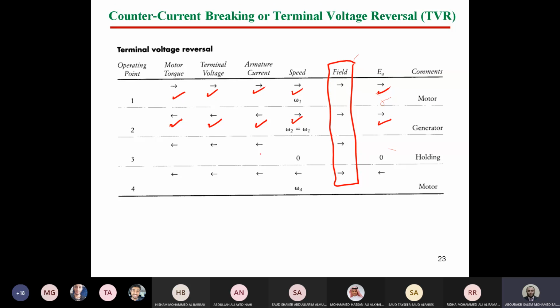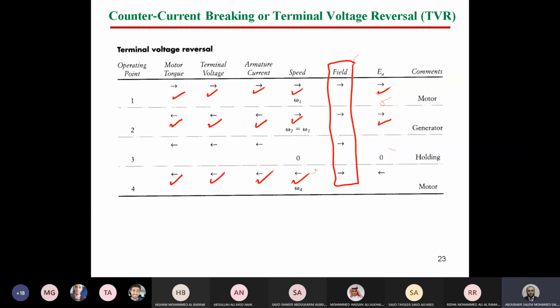The average armature current is already in negative sign, and the speed will be 0. This is the holding point, so we can stop the motor at that point. And finally, at reverse motor operation at point number 4, the motor torque is negative, terminal voltage is negative, armature current is negative, speed is negative.